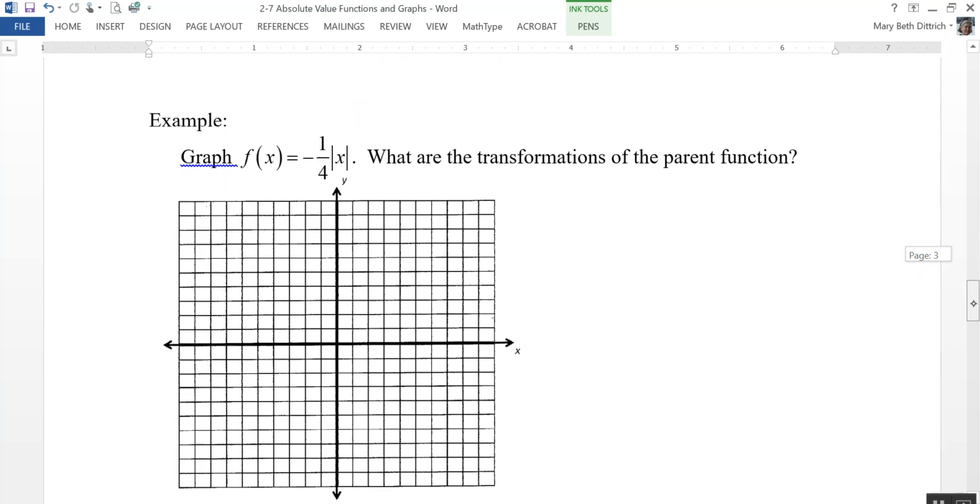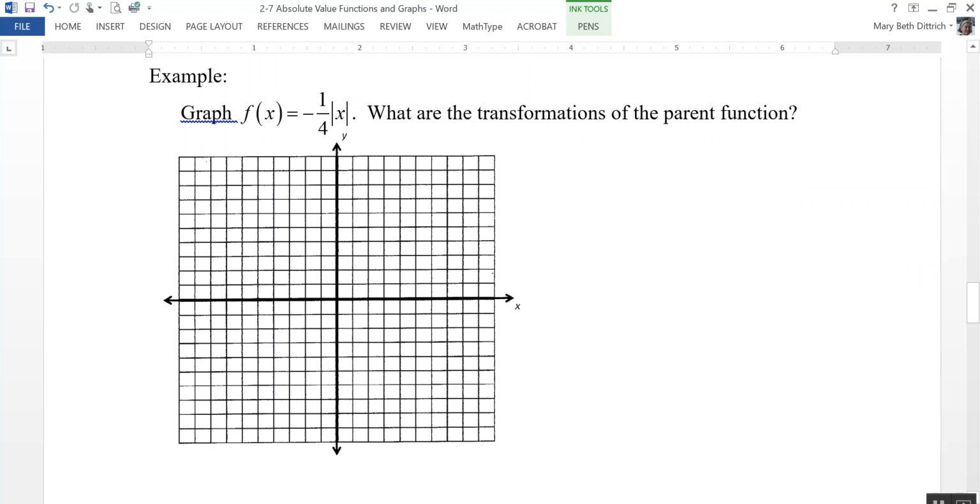So let's use that to do this one. Here we have to graph f of x equals negative 1/4 times the absolute value of x. Since we have a negative right here, it's going to be a reflection in the x-axis, so it's going to look something like that. Since my a is equal to 1/4, the right side is going to have a slope of 1/4, or because it's going down, a slope of negative 1/4.